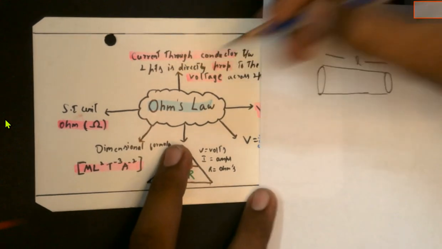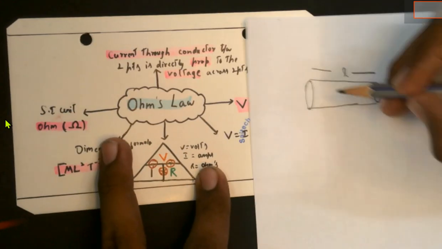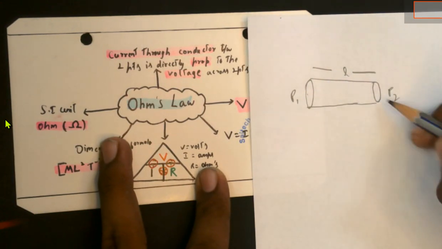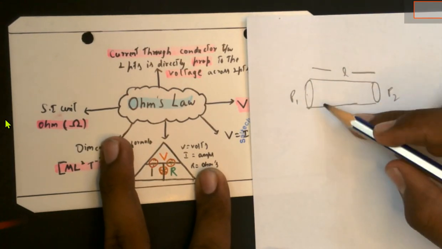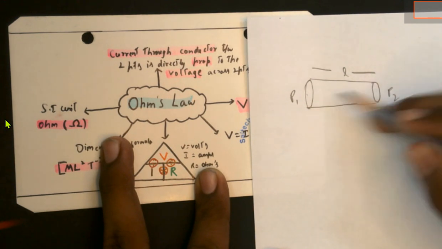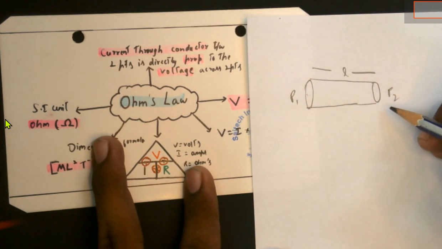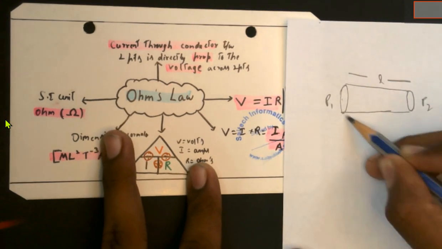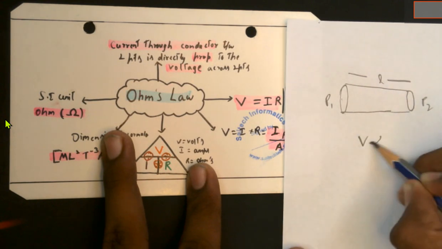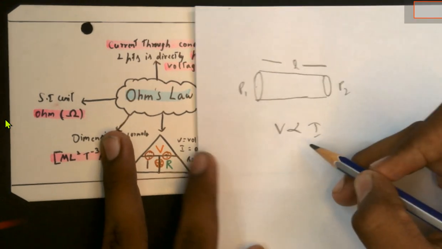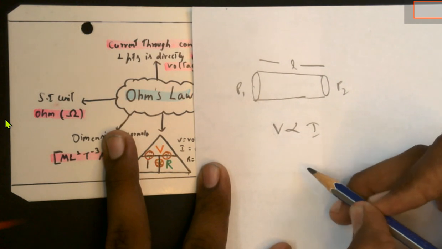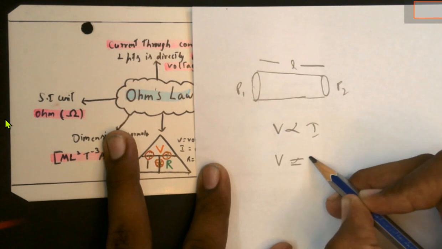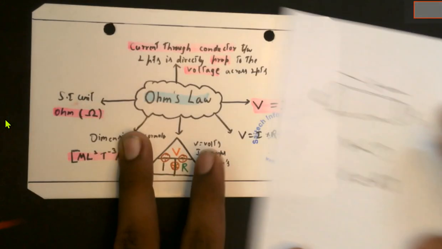Here, the current through the conductor between 2 points, let us consider this is point 1 and point 2, which are the two ends of the conductor. The current through the conductor between 2 points is directly proportional to the voltage across the 2 points. So here we are given that voltage is directly proportional to I. To remove this proportionality symbol, we introduce a constant which is resistance. So V is equal to IR.